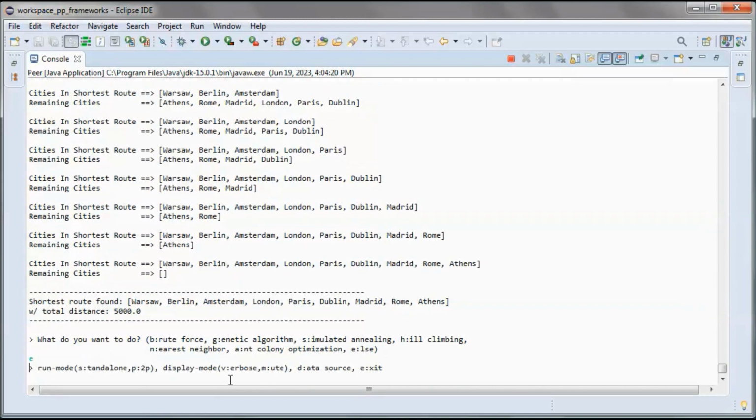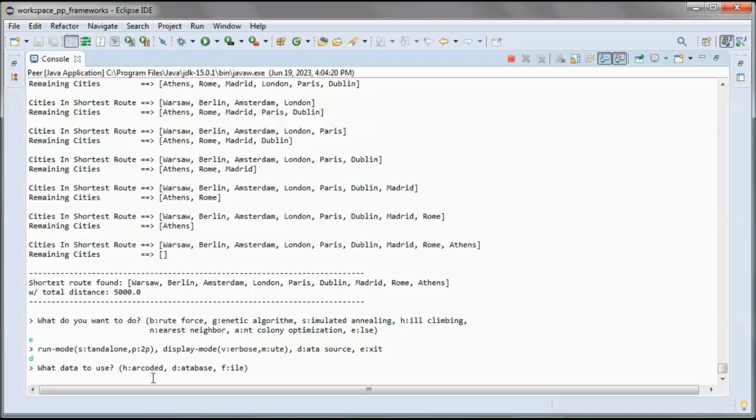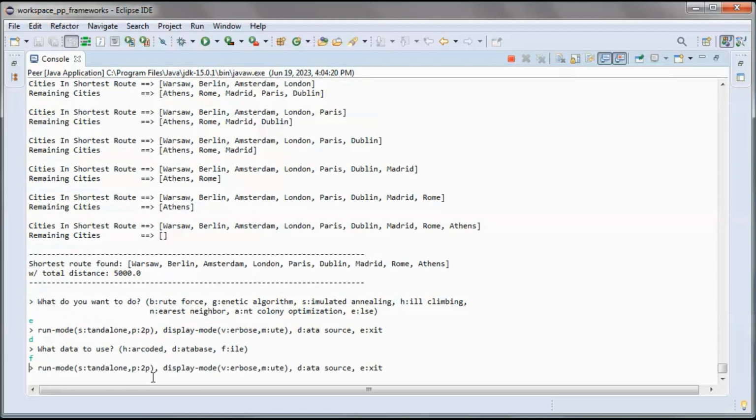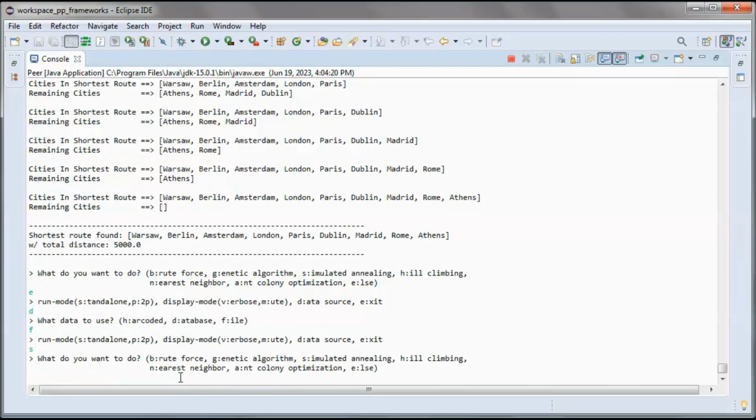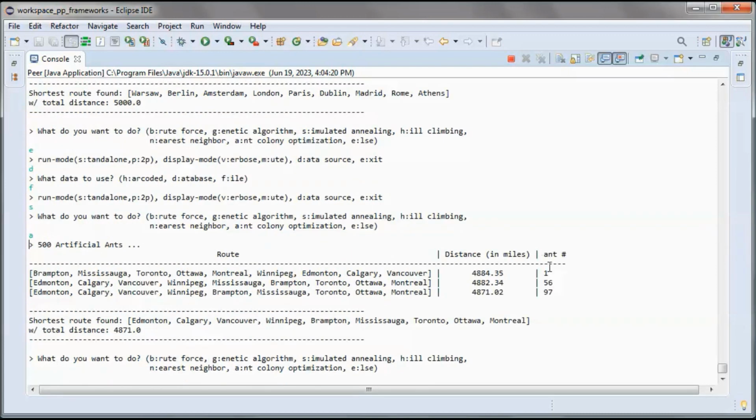And let's change the data source, use file, and let's do ant colony optimization. So we'll run in standalone mode. So this is the shortest route we found, and from file we have those cities, Canadian cities.